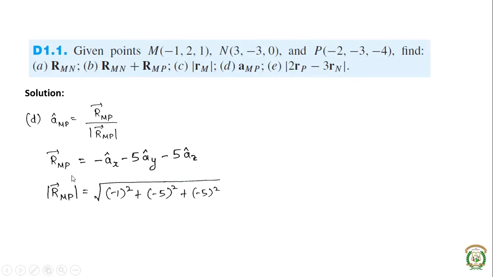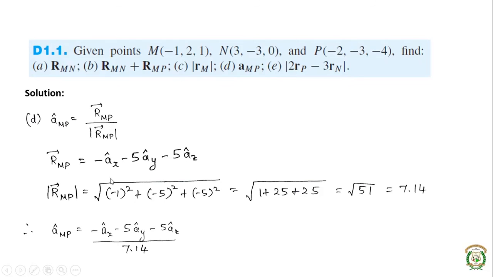So the magnitude of this vector is given by the square root of the sum of the squares of its x, y, and z components. That is (-1) square plus (-5) square plus (-5) square. If you simplify this, you will get 1 plus 25 plus 25, that is root 51, which is 7.14. So this is the magnitude of vector Rmp. Now if you substitute this in the formula for the unit vector, vector Rmp is -Ax, -5Ay, -5Az, and the magnitude of vector Rmp is 7.14.